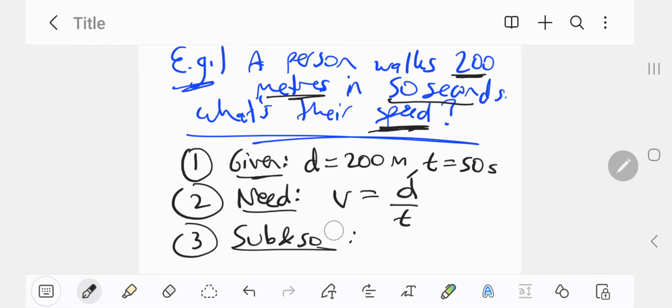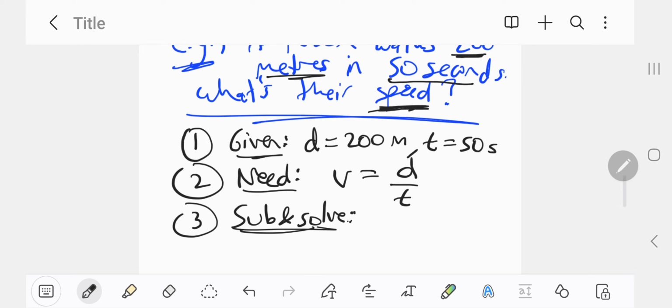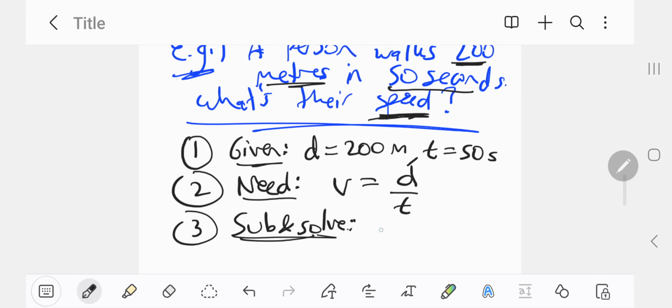Always follow these steps in any problem you get in physics. It makes life a lot easier. Doesn't matter how much practice you've got with these, in exam conditions, follow these steps. You get less anxious, and it makes everything a lot less intimidating. Let's sub. We know what D is, we don't know what V is, so we need to work out V. V is equal to D, 200 meters, divided by T, 50 seconds.